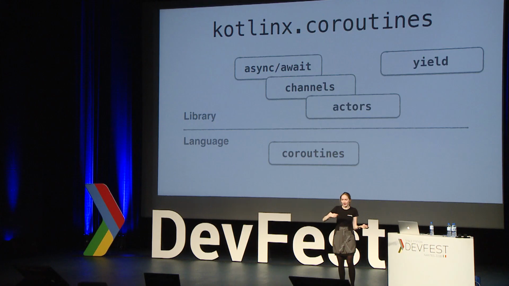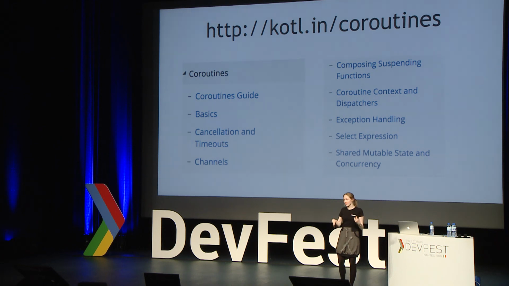So there is async await. There is also support for more complicated concepts like channels or actors. You can also implement those via coroutines and use them. And there is a separate thing, yield. Yield is also implemented in Kotlin via coroutines. You can find information about coroutines on our site, so now you can read everything about them there.